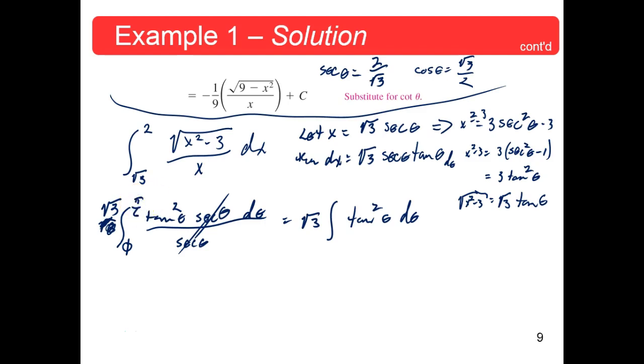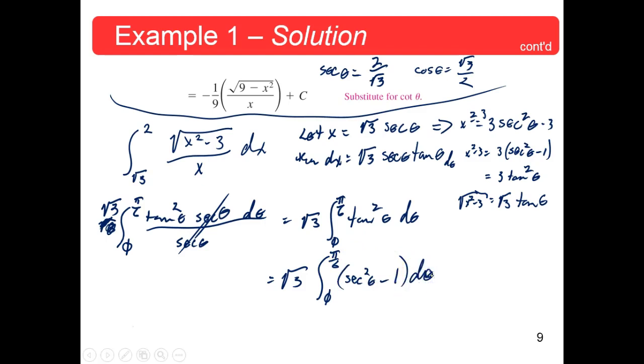All right. So those are our limits for theta. Now, let me write those in: 0 to pi/6. Now, we have a root 3 here. Tangent theta is not a derivative of anything that I know of. But remember, secant theta is. And since 0 to pi/6, tangent theta is, from right up here, secant squared theta minus 1.